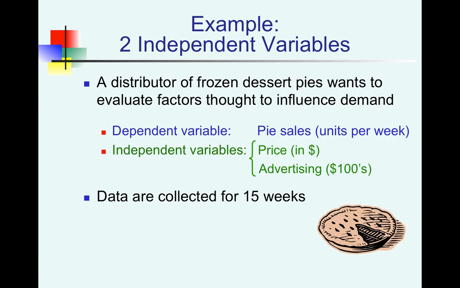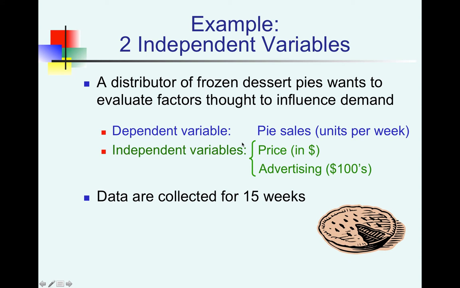Okay. So let's take a particular concrete example. Let's say that we are a distributor of frozen dessert pies and we want to evaluate the factors thought to influence demand. So we want to think about, well, what encourages people to buy our pies, or maybe might discourage them from buying our pies. So the dependent variable is going to be the number of pie sales, how many pies we sell per week, let's just say. It could be per day or per month, whatever convenient units we want, but it's going to be pie sales, so it's a count.